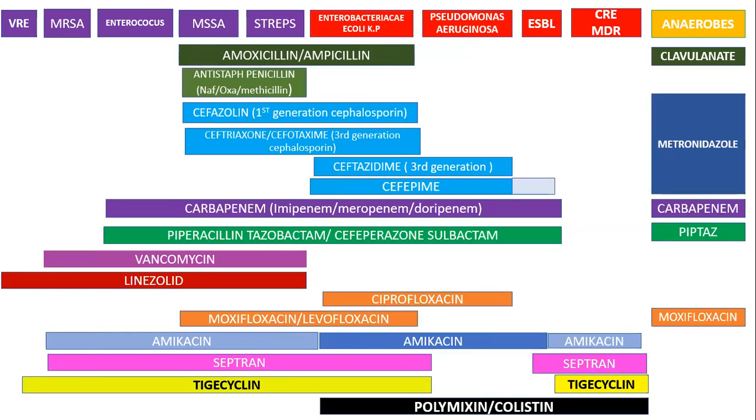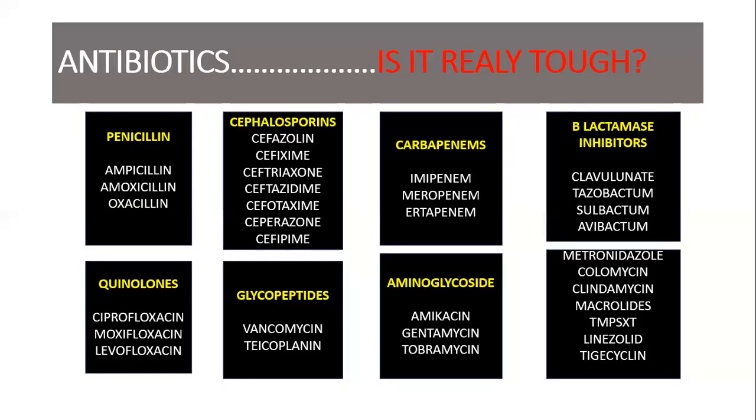And if you look at the anaerobes, these are being covered by clavulanate, metronidazole, carbapenem, piperacillin tazobactam, and moxifloxacin. So if you are prescribing piperacillin tazobactam or any carbapenem, you don't need to give Flagyl along with it. These alone have anaerobic coverage. No point of adding metronidazole along with carbapenems or piperacillin tazobactam. So now with this background knowledge, is it a really tough choice? It is not a really tough choice if you know which disease you are treating, what is the site of infection, which bug you are targeting, and then you can easily make out which drug you need to give.